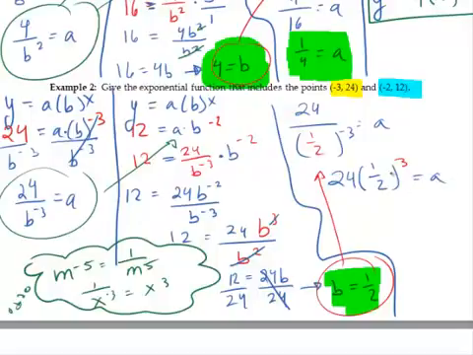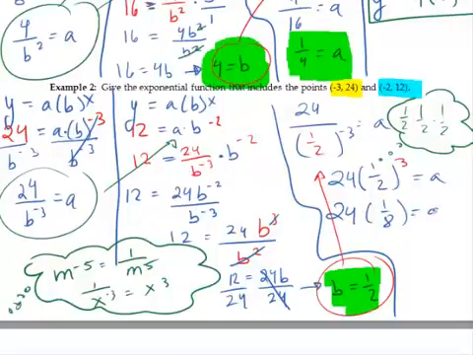And again, that third there, maybe another little thought bubble for us. This is really saying 1/2 times 1/2 times 1/2 is what's happening here. So we're getting 24 times 1/8, which is 3. So that's our second value. That's the end of step 3. So our final answer is y equals 3 times 1/2 to the x.